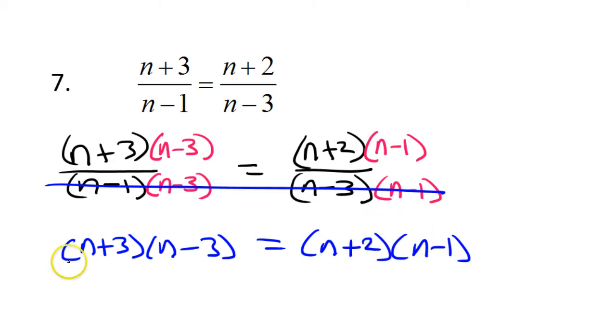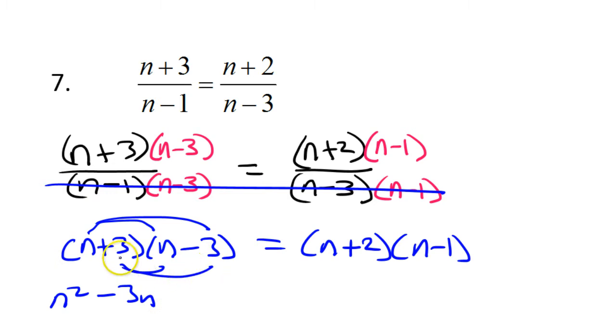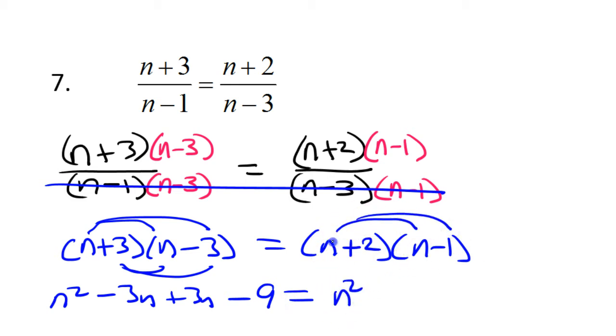times n minus 1. So I need to multiply this out by doing the double distributive property. n times n is n squared. n times negative 3 is negative 3n. When I multiply these, I get positive 3n and minus 9. I'm going to do the same thing over here, double distributive property. So n times n is n squared. n times negative 1 is minus n. 2 times n is 2n. 2 times negative 1 is negative 2.